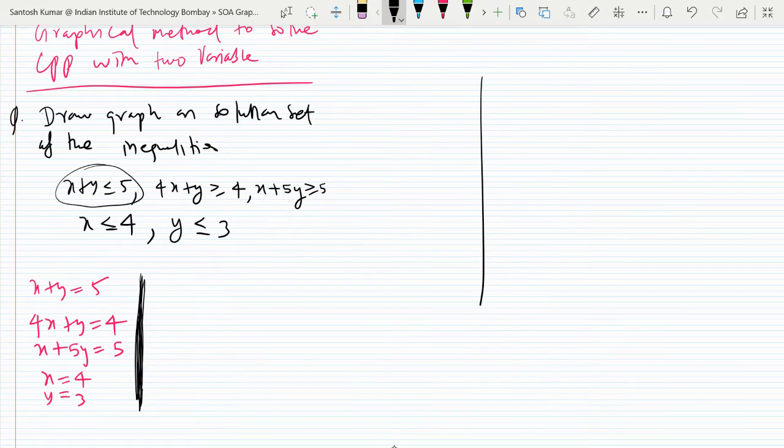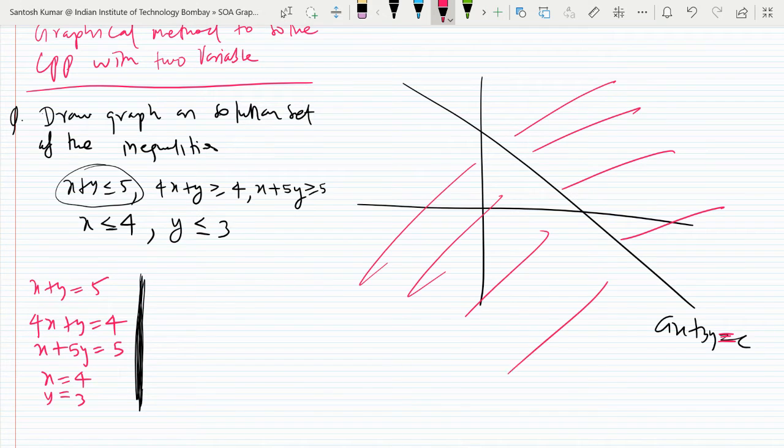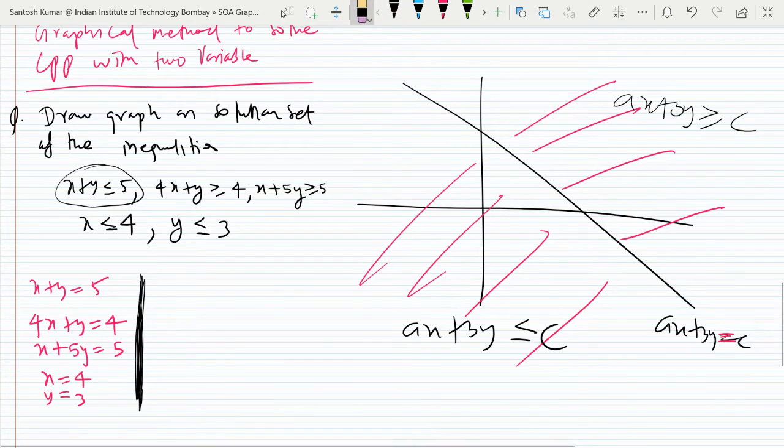Suppose this is a graph. ax plus by is equal to c. Equal to means line. If it is an inequality, it may give the upper half or lower half. It depends on the inequality. It may be the case that ax plus by more than equal to c will be there, and ax plus by less than equal to c will be on this side. If you remove equality, it is just the upper half, not including the line. And if you include equality, it means you are including the line in the solution.